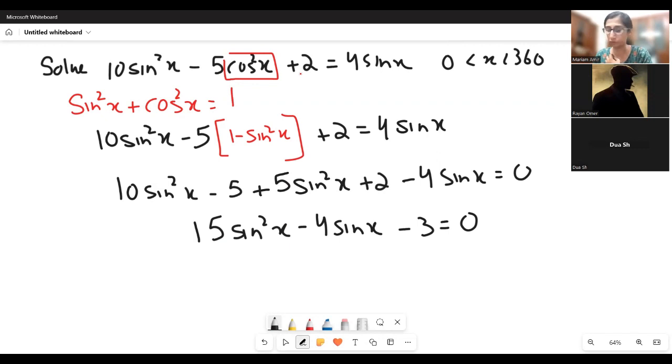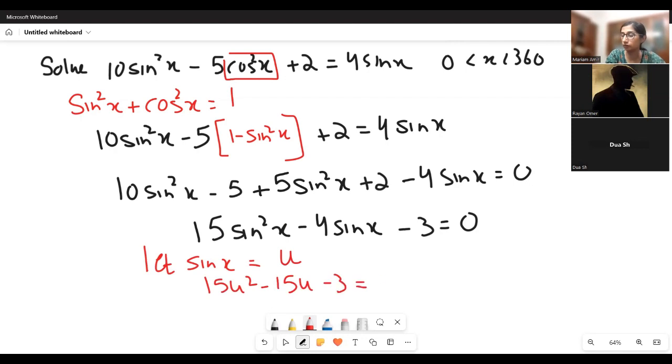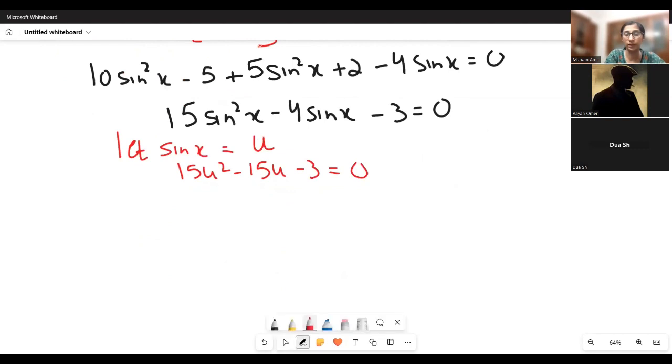15 sine squared x minus 4 sine x minus 3 equals 0. Yes, so far so good. Now we have a typical hidden quadratic equation. Let sine x equal, let's call it u. So we have 15 u squared minus 4u minus 3 equals 0. Now that trick is going to work. Directly solve this from your calculator. You'll get u equals minus 1 over 3 and u equals 3 by 5.